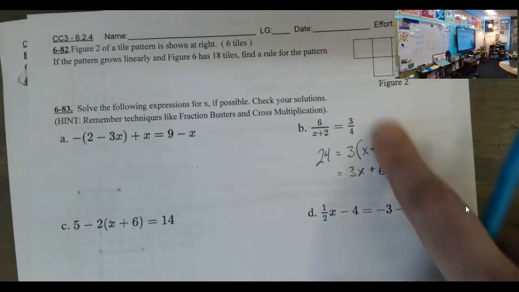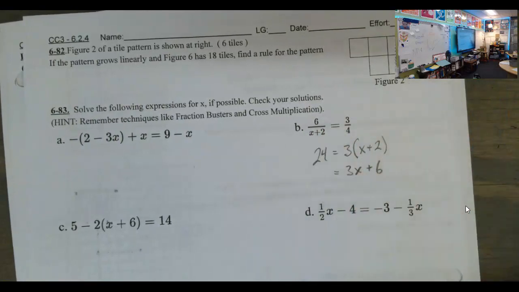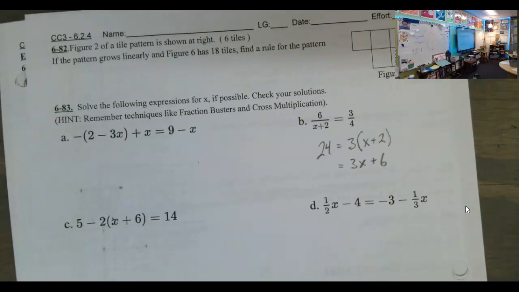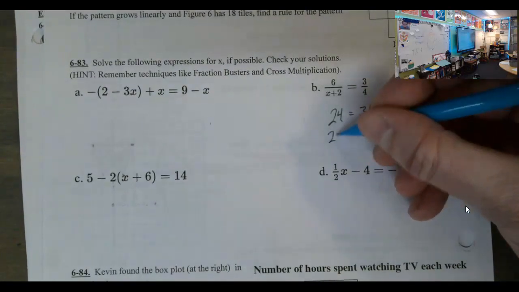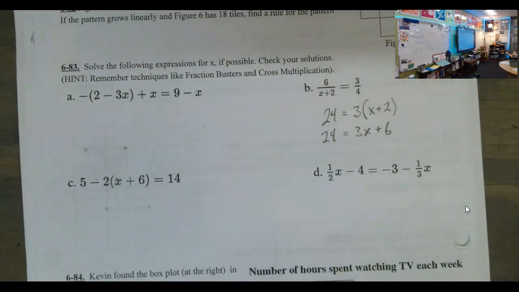Any questions on the fact that cross multiplication will always work? Cross multiplication will always work. So then we could take 6 away from both sides, right, and then divide by 3.